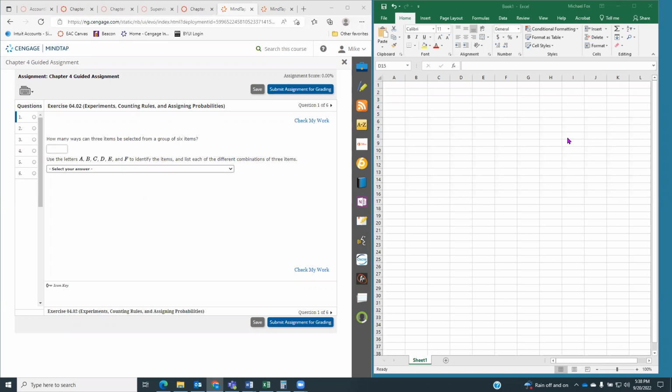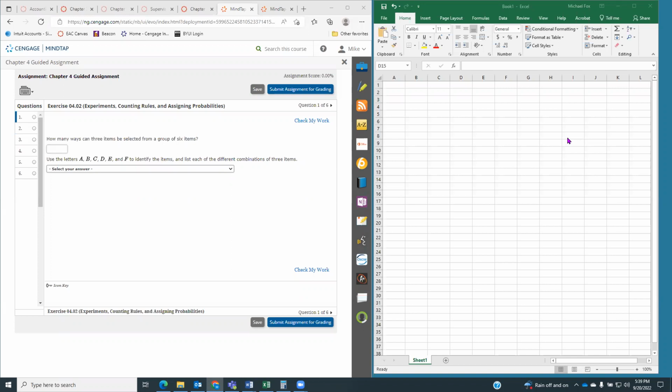We've actually got 6 problems we're going to try to walk through together. They're representative of the types of problems you'll see in the homework and then on the exam, of course, for this chapter. So the first one is a combinations problem.